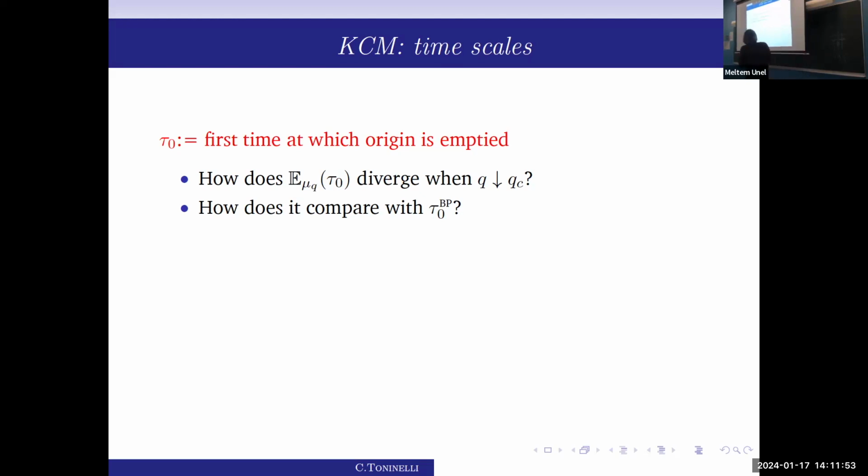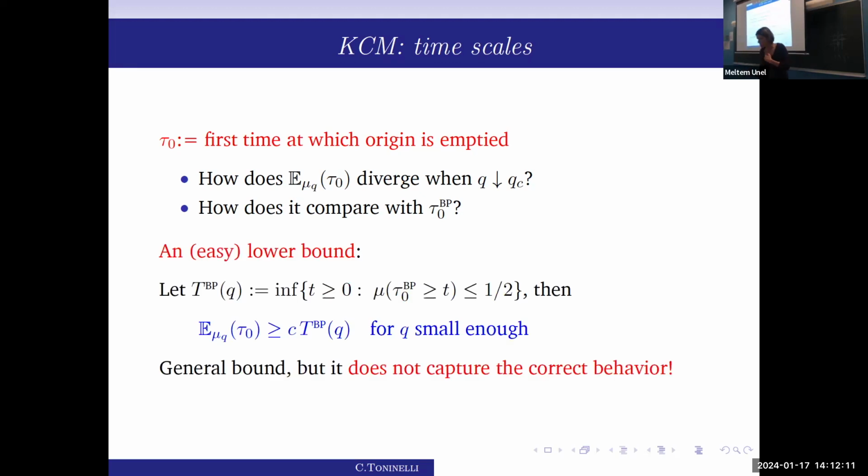And so our question is, how do these time scales diverge when we approach the critical density at which these blocked clusters diverge, and how does it compare with the infection time of the corresponding bootstrap dynamics, meaning with the same constraint? A first result, which is easy to determine, and also I think intuitive to believe, is that the deterministic dynamics provides a lower bound for the stochastic dynamics.